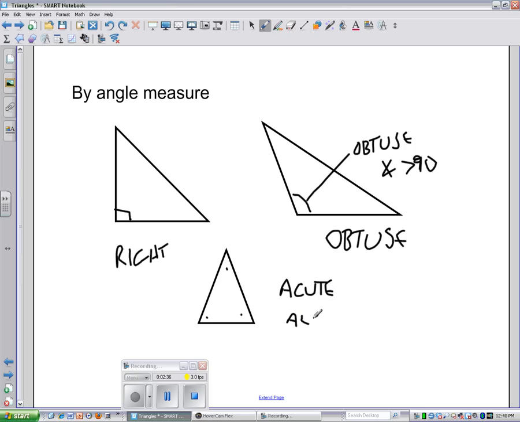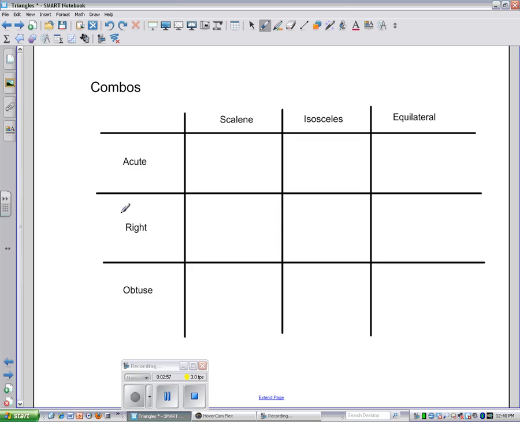And in an acute triangle, all the angles are less than 90 degrees. Okay, because if they're more than 90 degrees, that makes it obtuse, or if they're exactly 90, that makes it right. So they've all got to be less than 90 degrees. So combining those pieces, we've got to ask ourselves, can we make an acute triangle that's also scalene? And the answer is yes. I'd like you to try.